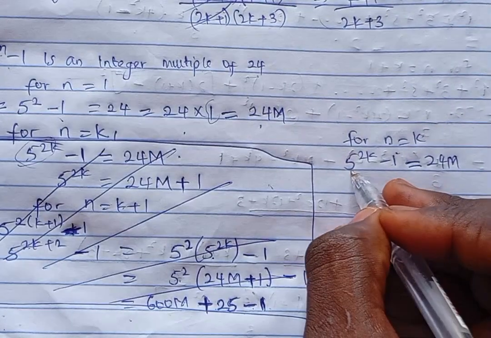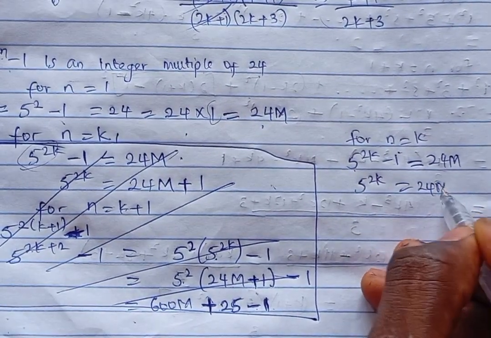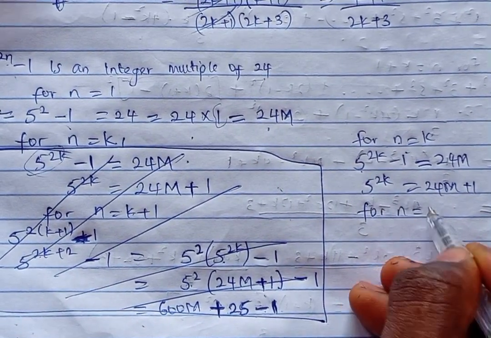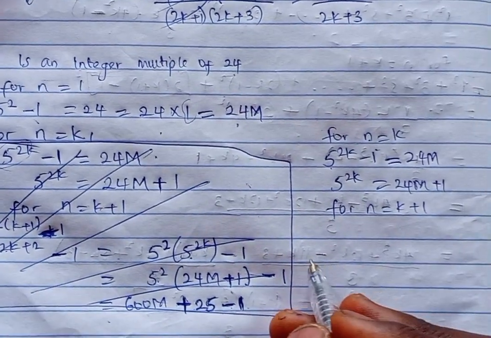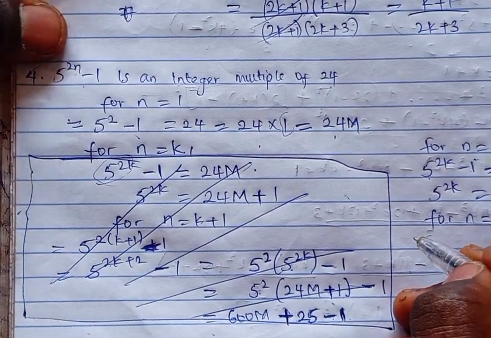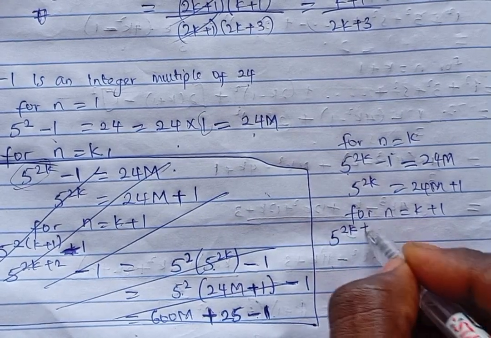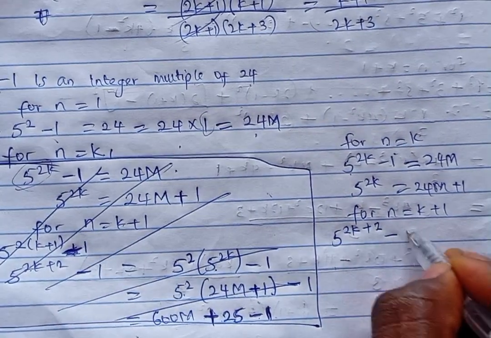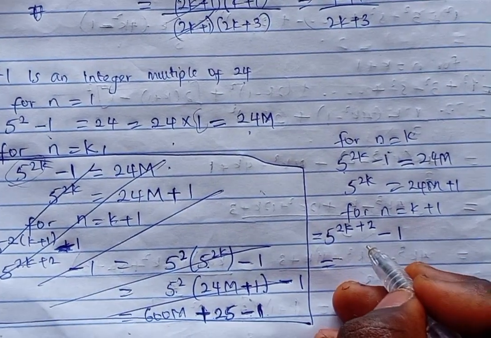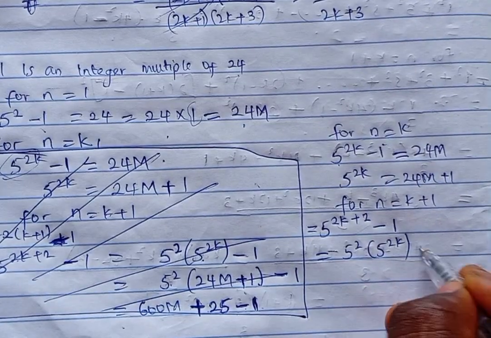So you can try to make 5 raised to power 2k the subject of the relation, which is what? 24m plus 1. Now you continue further by saying for n is equal to k plus 1. So you have that, using this one, 5 raised to power 2n minus 1. So it is 5 raised to power 2k plus 2 minus 1. Right, according to the law of indices, you can split this one by saying 5 raised to power 2 into 5 raised to power 2k minus 1.